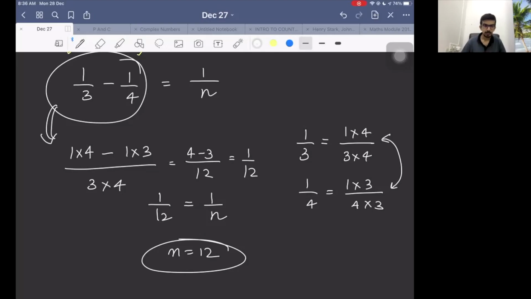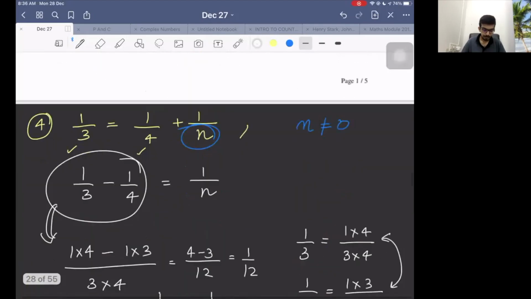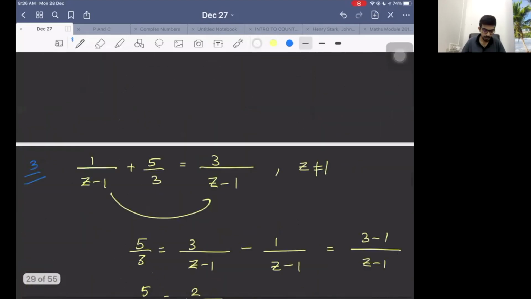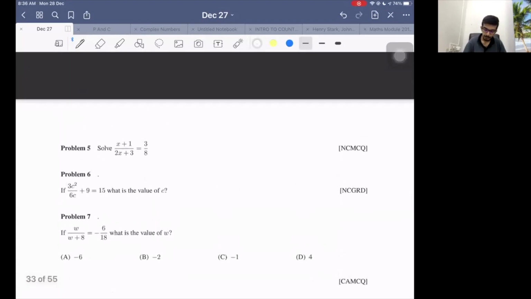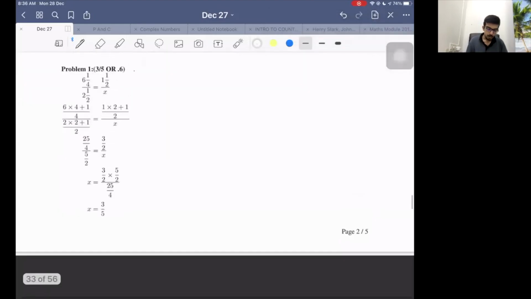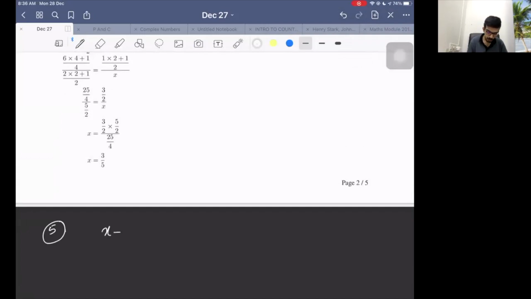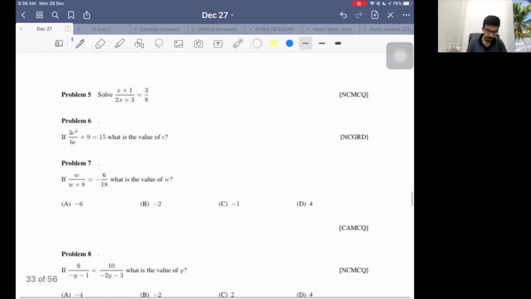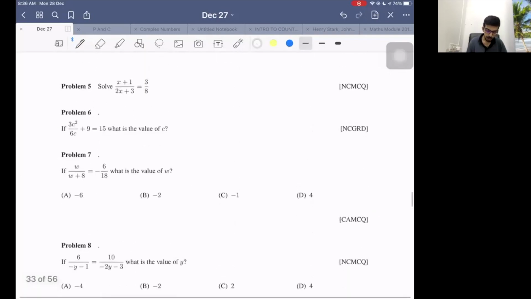Yes. Okay. Shall I move on to the next question? So the next question is, we have x plus 1 divided by 2x plus 3 equal to 3 by 8.